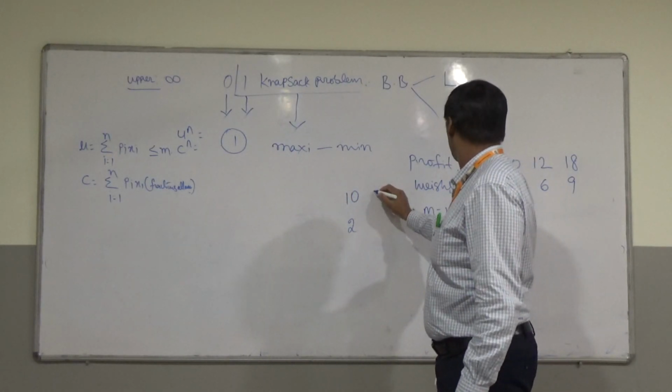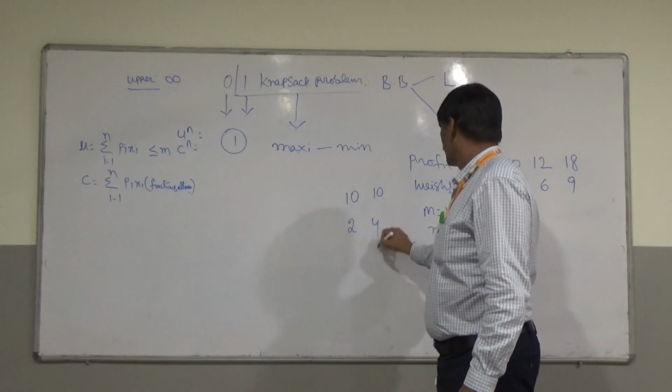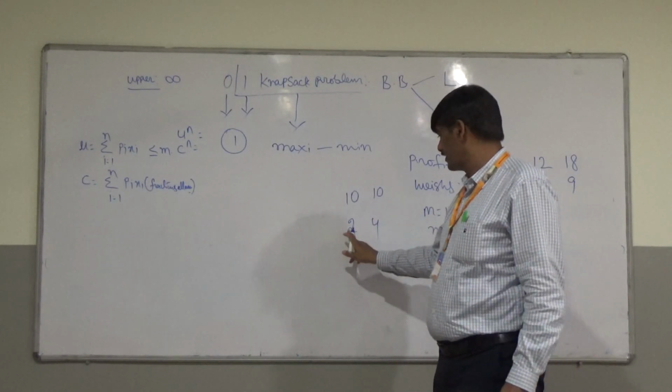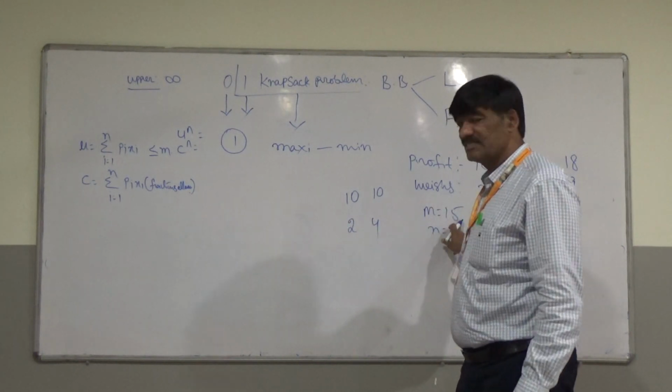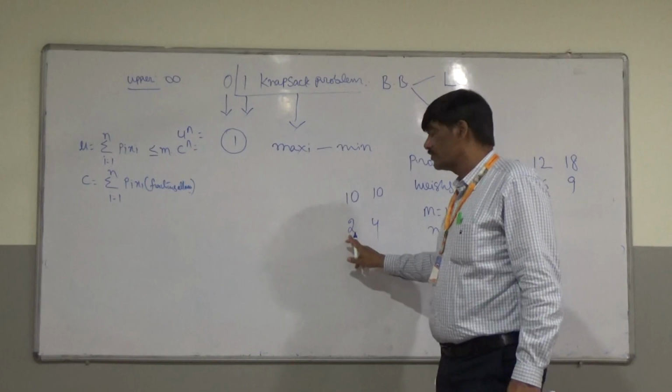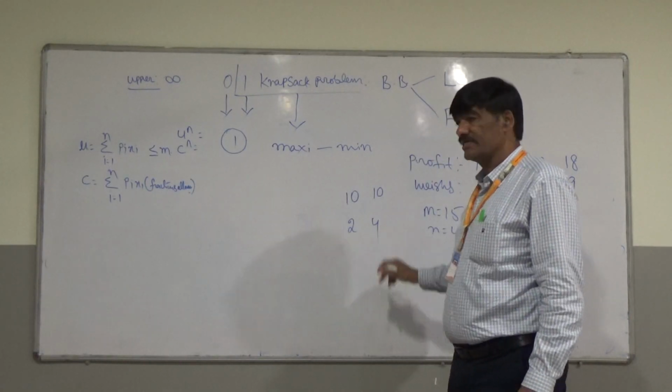Next, the second item. The second item's profit is 10, and here we need to consider the weight 4. So the total up to now is only 2 plus 4, so a total of 6 is completed out of 15. The capacity is 15, so it is also possible to insert the 2 kgs weight and the 4 kgs weight.